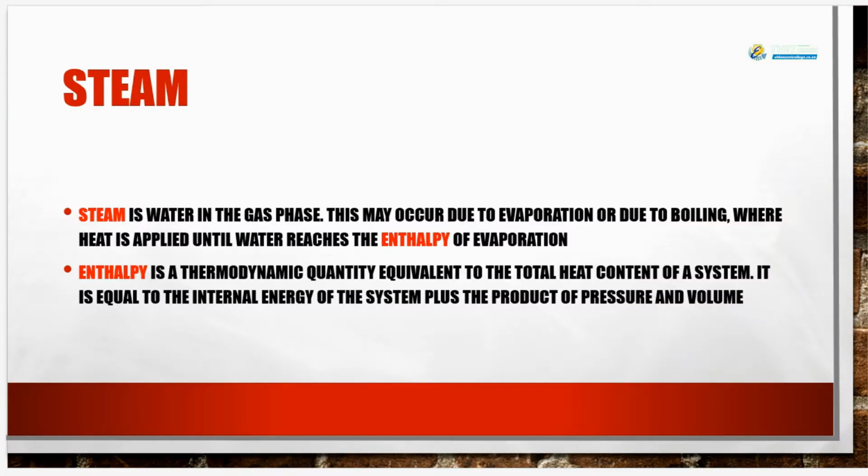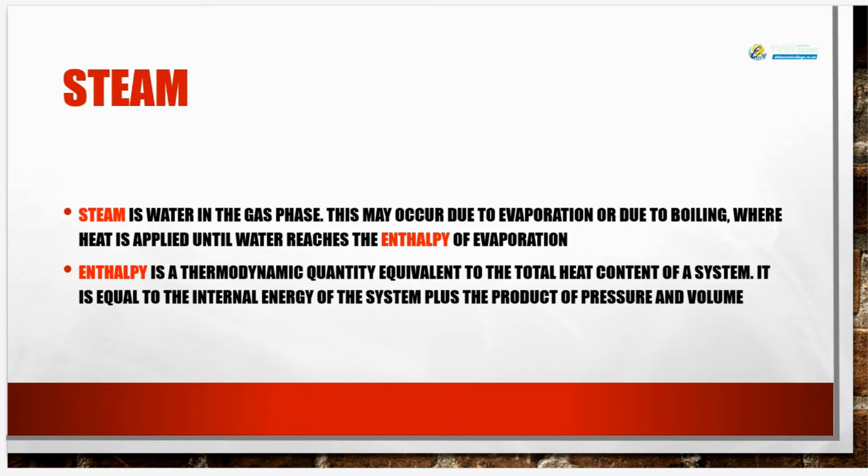Remember, we can extract steam. In most cases, steam is used in power stations to generate electricity. It is taken through steam turbines, where the steam is required to turn those turbines, which in turn rotate the generators in order for electricity to be obtained. So steam is water in a gas phase, and this occurs due to evaporation or due to boiling of water.